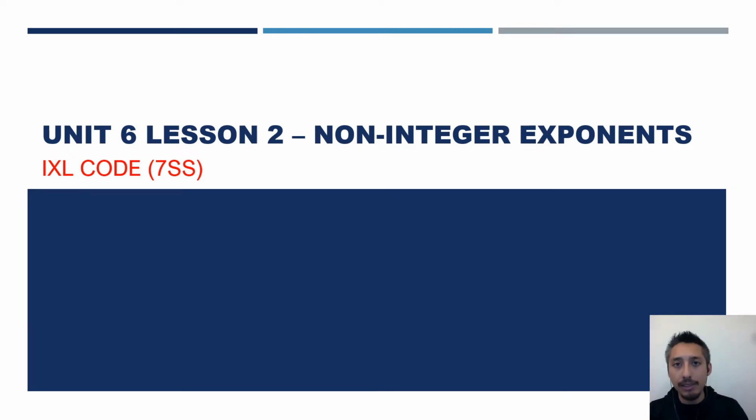This is Unit 6, Lesson 2. We're going to continue talking about exponents in this lesson. The iXL code associated with this lesson is 7SS. After you're done with the video, please look this up on iXL and complete your assignment.